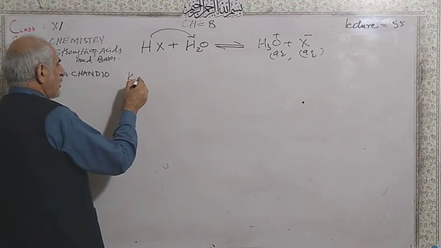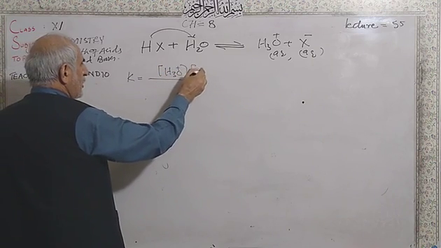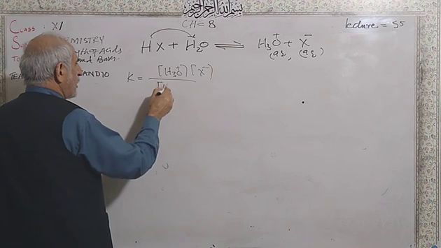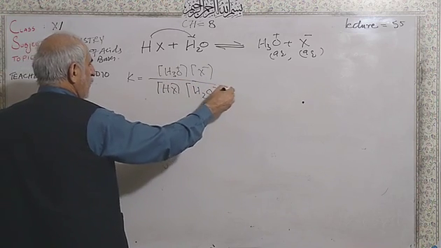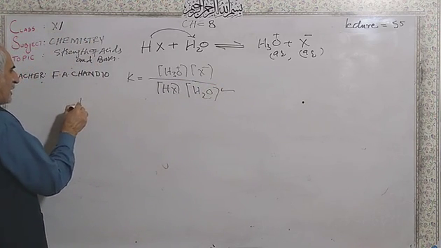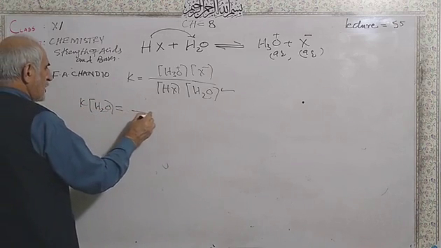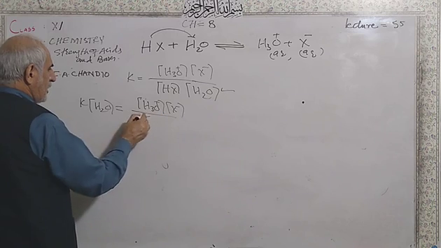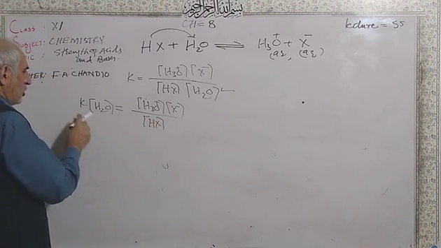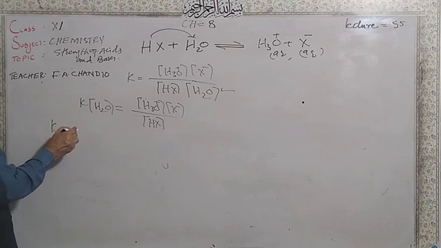This is the equilibrium constant: concentration of hydronium ion, concentration of halide ion, concentration of hydrogen halide, concentration of water. Dear students, the concentration of water is constant because it is in large excess. Water is the solvent, so its concentration is constant. So hydronium ion times halide ions divided by hydrogen halide; this constant for the acid is equal to Ka, which is called the ionization constant for acids.